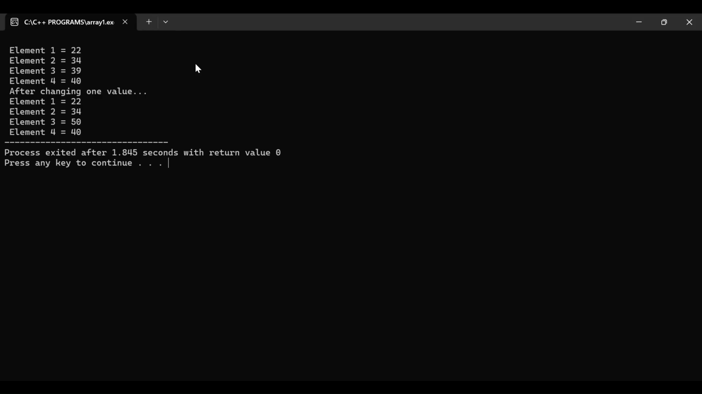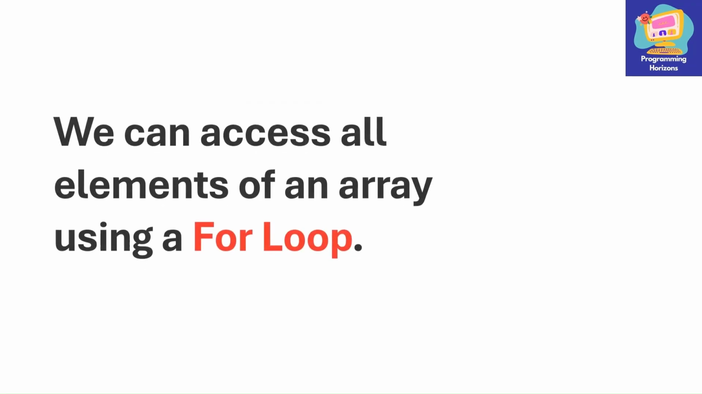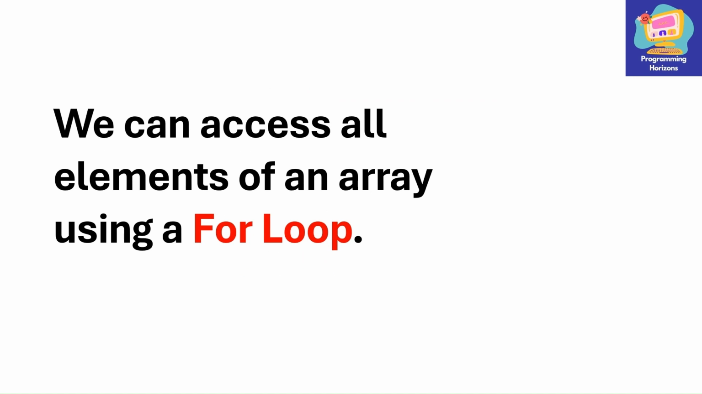So here is the output, and you can see here that the value 39 has now been replaced with the value 50. So this is how you can change any value inside an array. This process is called reassignment of array elements. If we want to get access to all the elements of an array for the purpose of reading or writing, we can use a for loop.